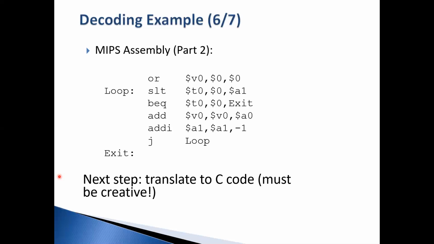Now, once we have this assembly language, the next job is to create C code. Because C code is higher level, it can take some creativity. What I would suggest is to go over what these instructions do, take a look at the overview of the behavior, and then write out the equivalent C code. Don't translate them one by one, otherwise it's going to look awkward, especially with the BEQ and the J. Try to observe the behavior of this code and then write an equivalent C code.